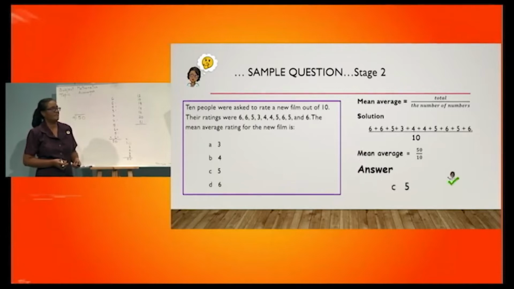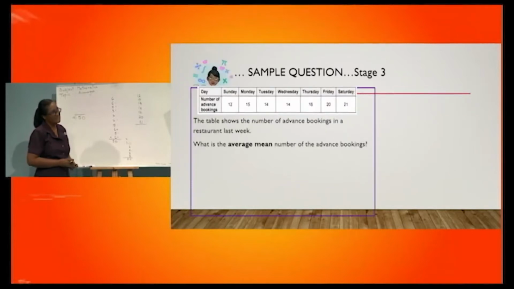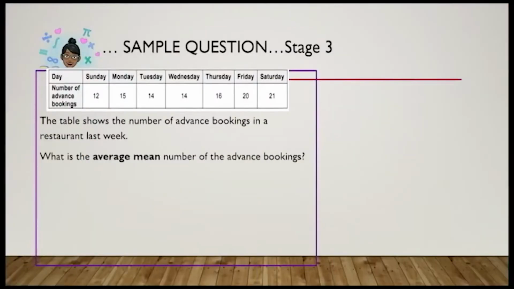Okay. Let's take another question. This is a stage 3 question. The table shows the number of advanced bookings in a restaurant. What is the average mean number of the bookings? Okay. So let's go to the board and do our calculations.